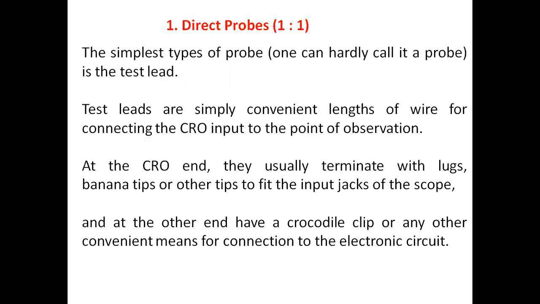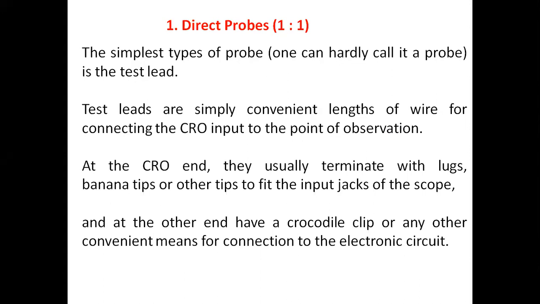So the first one is the direct probe, the simplest type of probe, which is hardly even called a probe. It is the test lead. Test leads are simply convenient lengths of wire for connecting the CRO input to the point of observation, where we have to measure the voltage or frequency. So that probe is the CRO probe, or test leads, and they come in different lengths.